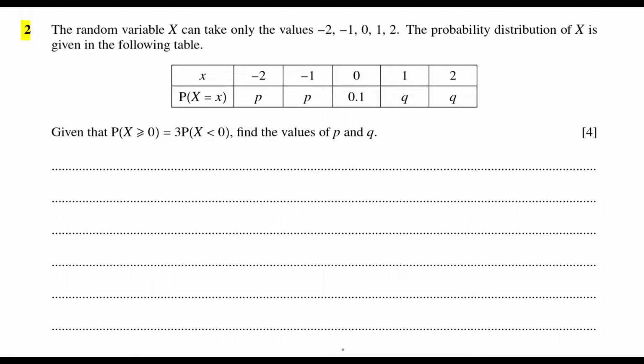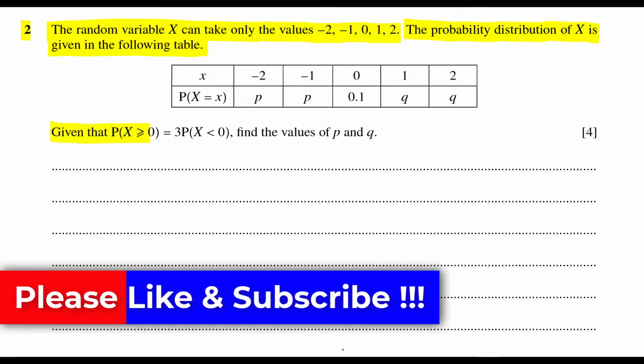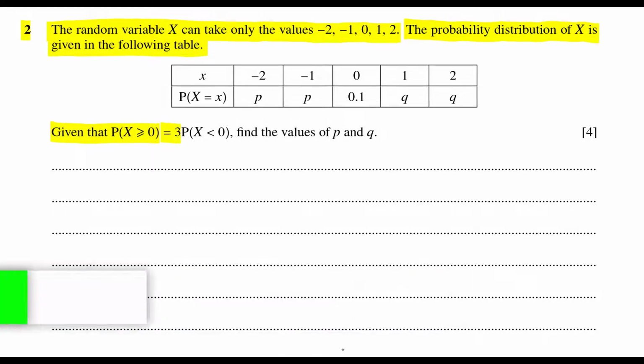And here's the second question. The random variable x can take only the values -2, -1, 0, 1, 2. The probability distribution of x is given in the following table. Given that probability of x greater than or equal to 0 is the same as 3 times the probability of x less than 0, find the values of p and q.